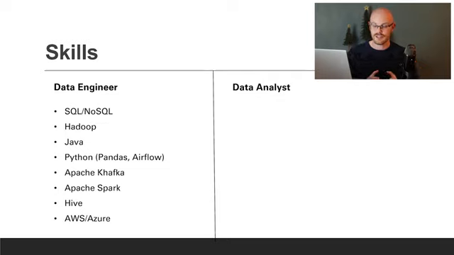Some of the skills that you'll need to know are SQL and NoSQL. And if you don't know what NoSQL is, it is kind of like SQL, except you can store unstructured and semi-structured data in it. A few other skills that you'll need to know are things like Hadoop, Java, and Python. And within Python, you'll need to know things like Pandas and Airflow, for example. You'll also need to know Apache Kafka and Apache Spark, as well as Hive, and then some type of cloud platform like AWS or Azure.